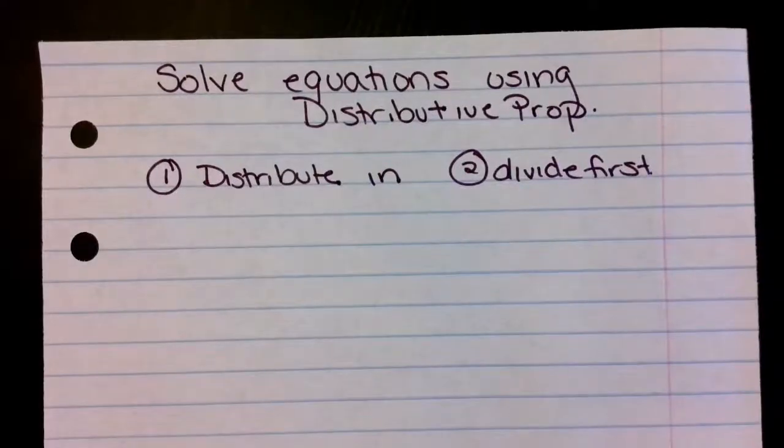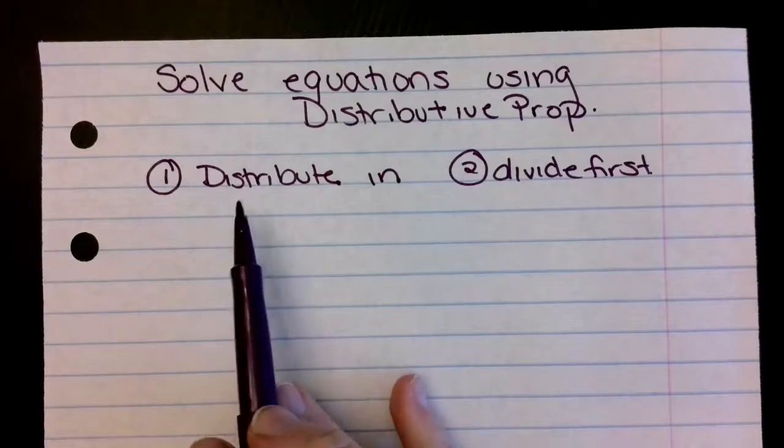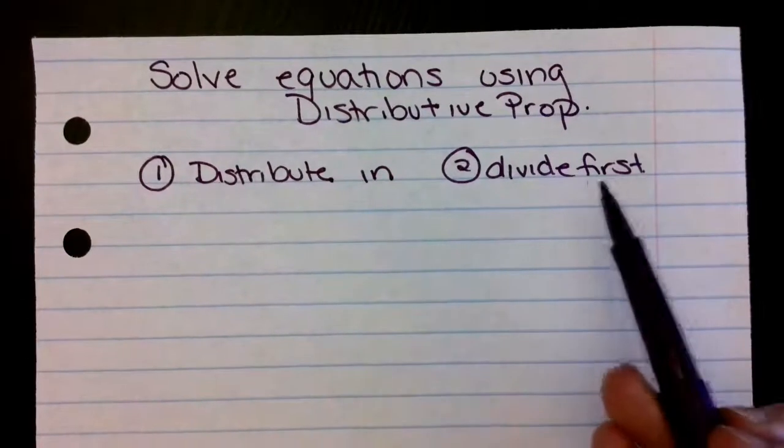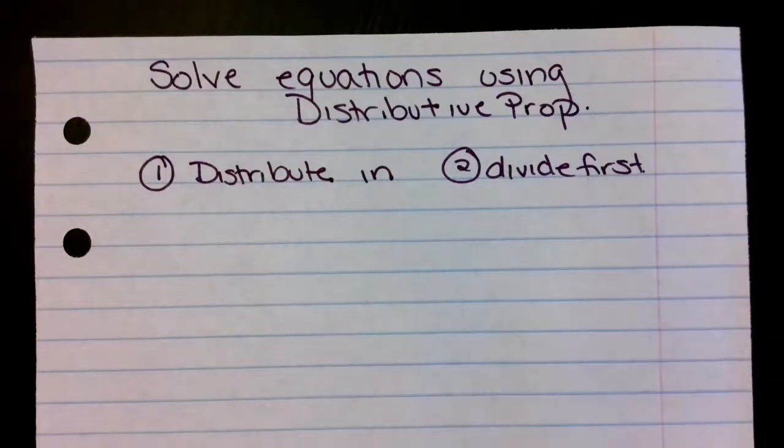In this video, you're going to learn how to solve equations using the distributive property. There's two ways to do it when we're solving two-step equations. The first way would be to distribute in the number. The second way would be to divide first, and we're going to go through both ways in our examples.